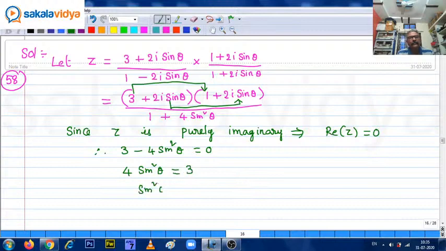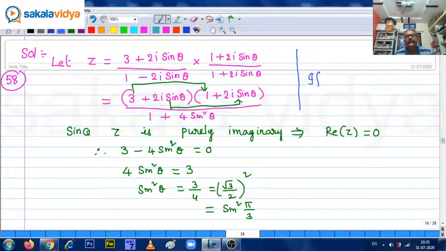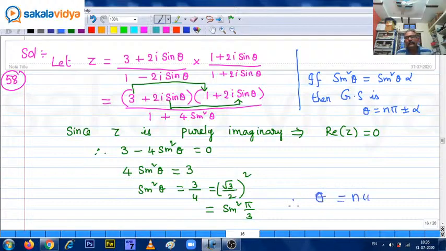Sin square theta equals 3 by 4. This we can write as root 3 by 2 whole square, so this is sin square 60 degrees, pi by 3. In trigonometric equations we have one solution: if sin square theta is equal to sin square alpha, then the general solution GS is theta equals n pi plus or minus alpha. Therefore theta is equal to n pi plus or minus pi by 3, because this is alpha. This is the solution.